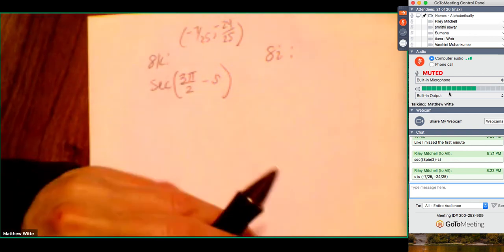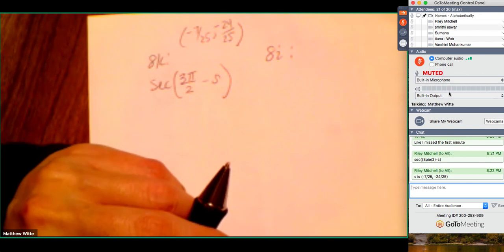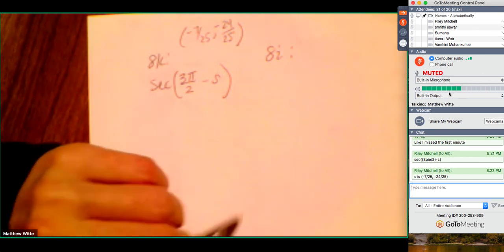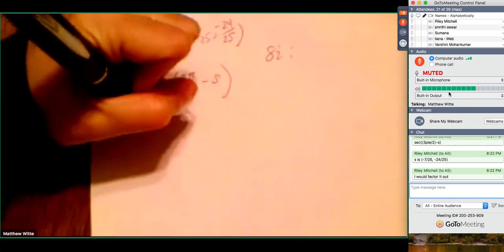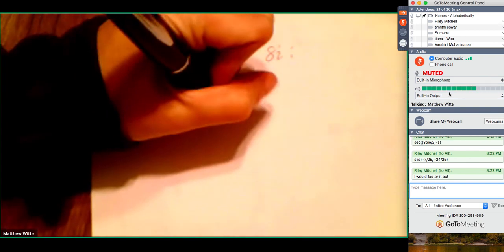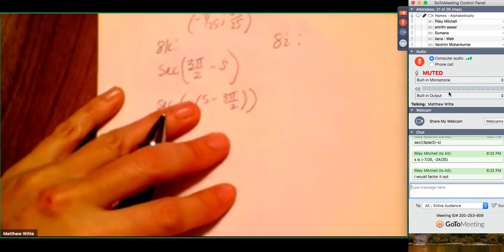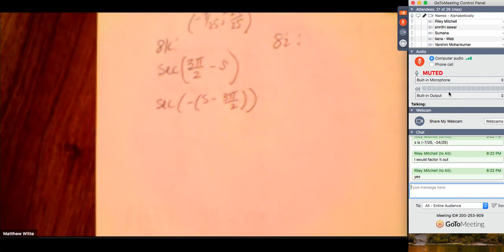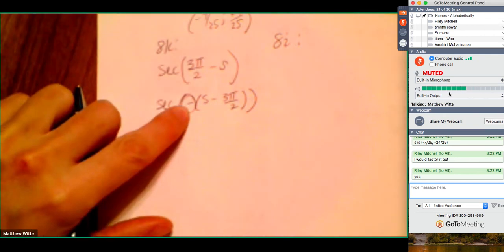Riley, would you use the negative s or would you factor the negative out? Because I'm going to do it the way you would feel most comfortable, since you asked. You would factor it out. Okay, so secant of negative s minus 3 pi over 2. Is that correct so far? Is that how you would have factored it out? Okay, good. All right, so secant, is secant even or odd?